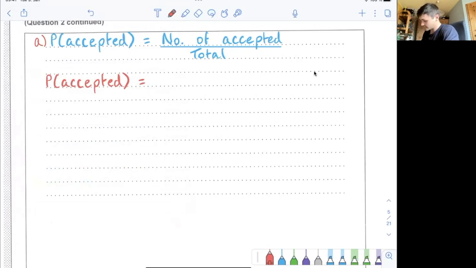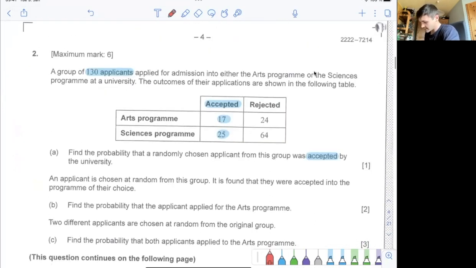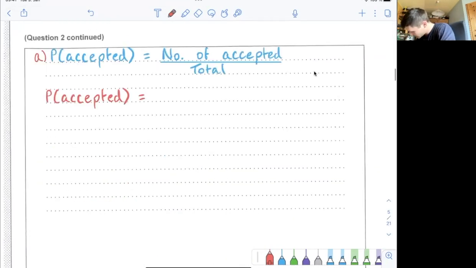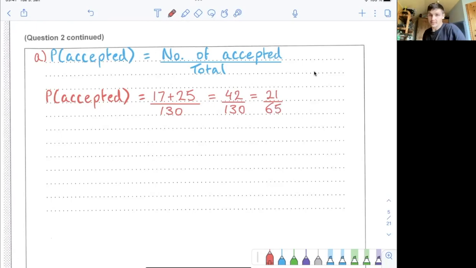Okay, so the number of accepted applicants, if we go back up here, we've got 17 in the arts program and 25 in the sciences program. So we'll add those two up. We get 17 plus 25 all over 130. That is equal to 42 over 130. And we can simplify this down to 21 over 65. Sweet. And I would leave that as my final answer.